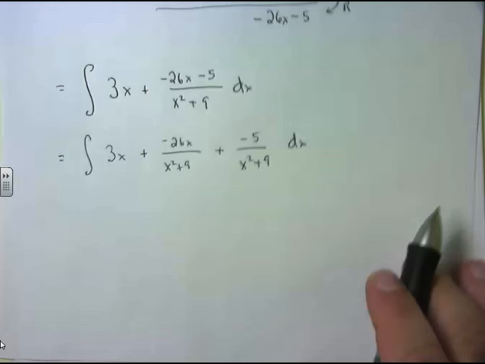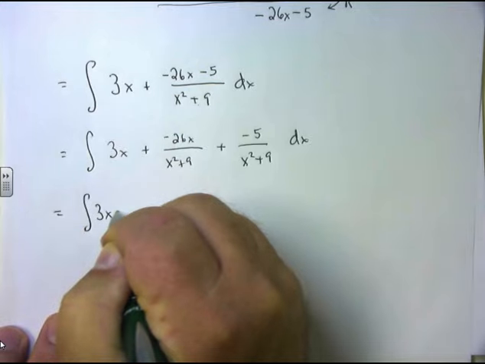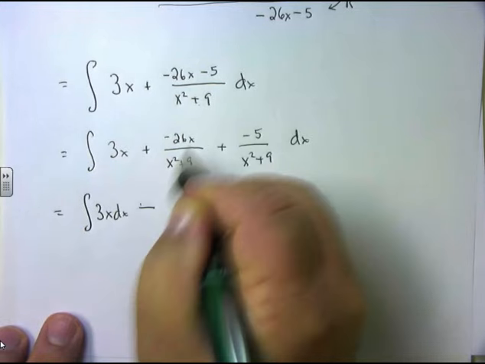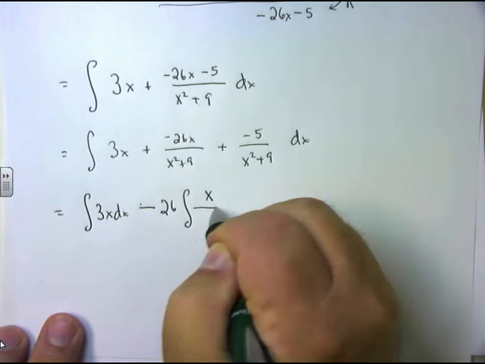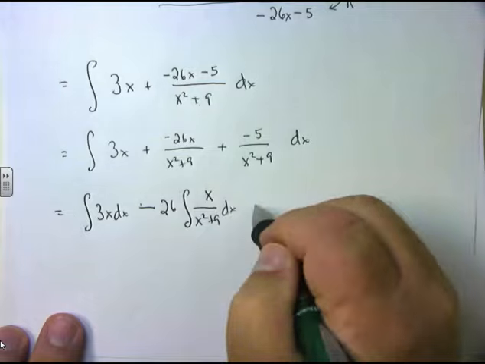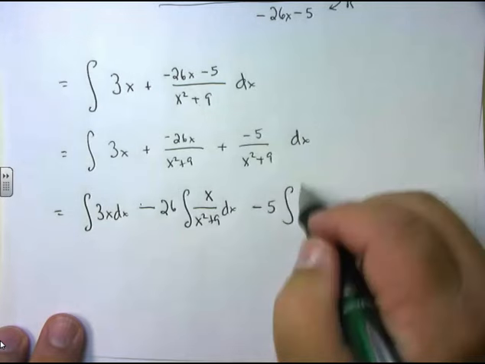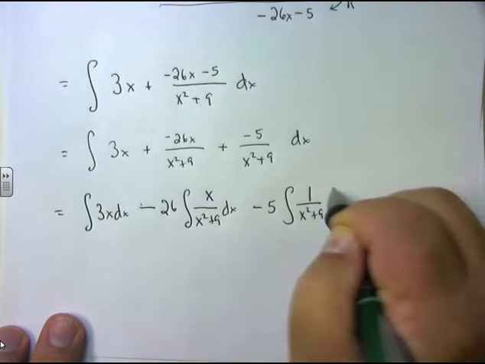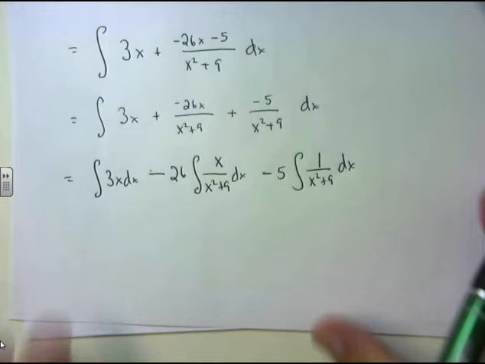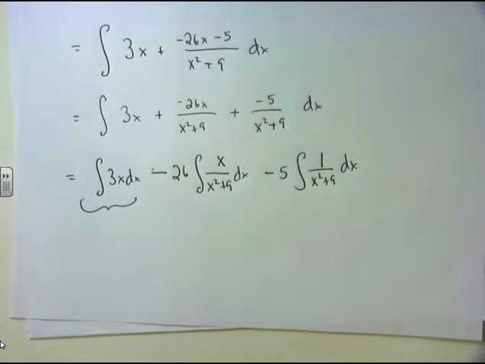So this becomes the integral of 3x dx minus, constant goes out front, 26 times the integral of x over x squared plus 9 dx, minus 5, the integral, pulling my constants out front, of 1 over x squared plus 9 dx. Integrate each part. The integral of 3x, constant holds over 3, integral of x to the first is x squared over 2.